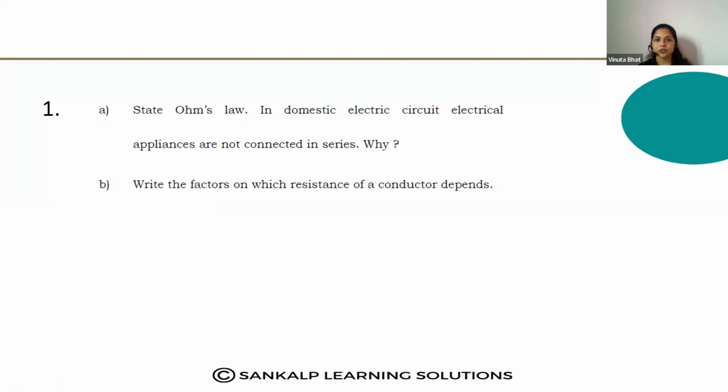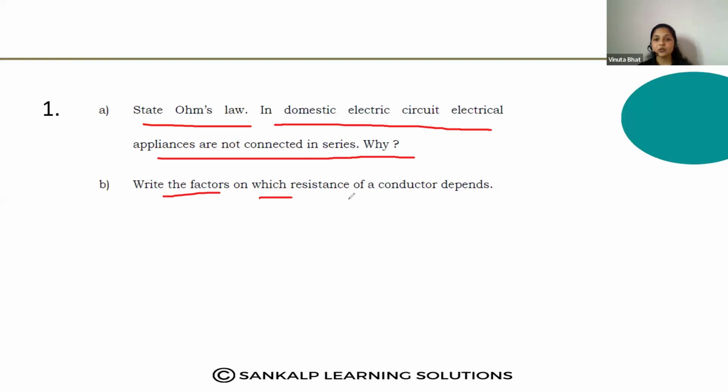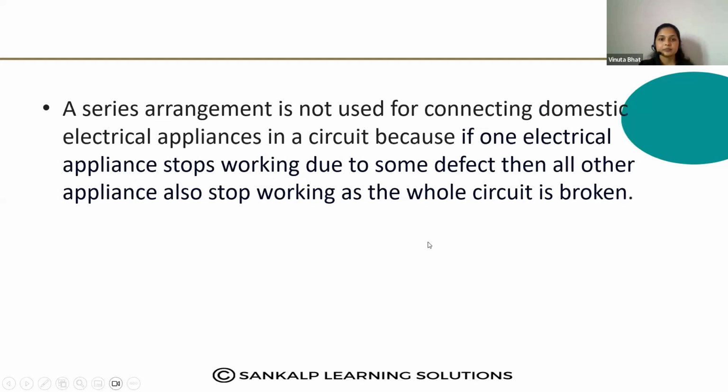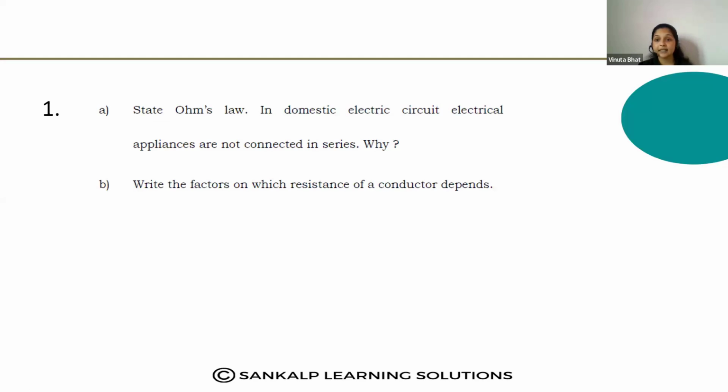Yes, note down the next question. State Ohm's law. In a domestic electric circuit, electrical appliances are not connected in series. Why? Write the factors on which the resistance of a conductor depends. State Ohm's law. Then, why in a domestic electric circuit are electrical appliances not connected in series? They are connected in parallel. We know Ohm's law, that is very important. Please practice that. We are going to the next question.